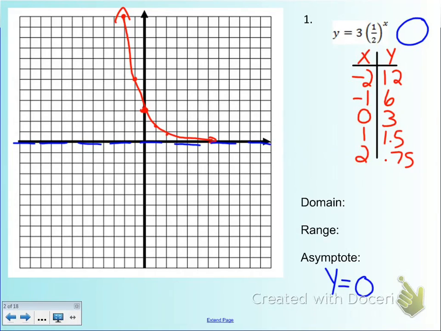Then we look at our domain. Domain, again, is all the numbers you can plug into a problem. When you have a graph like this, this means you can plug everything into it. So our domain is all real numbers. And our range with an exponential graph will always work with whatever our asymptote is. So our range is y is greater than 0. And this is what you should end up with.